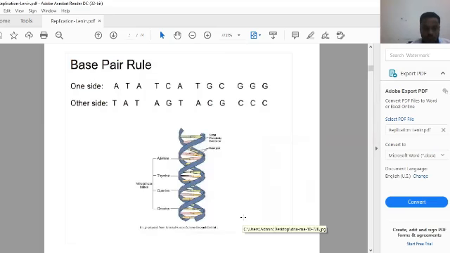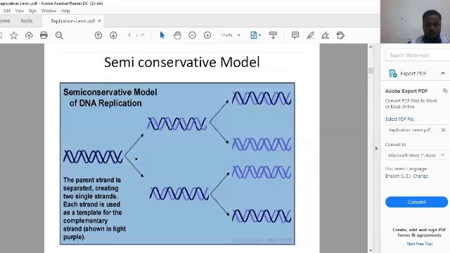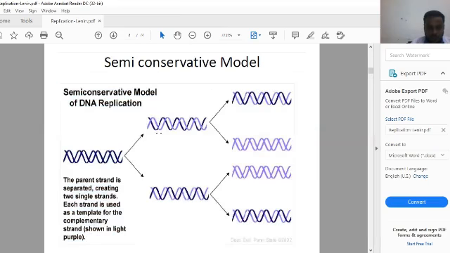Okay. And the next one is the semi-conservative model, already told. Here is the parent DNA strand. The parent DNA is separated into two single strands, and each strand is used as a template for a complementary strand. You can see the parent DNA is separated, giving 50% parent DNA and 50% new DNA strand.